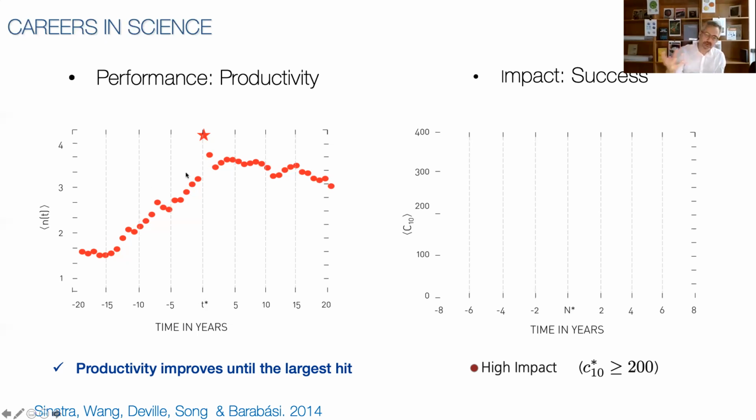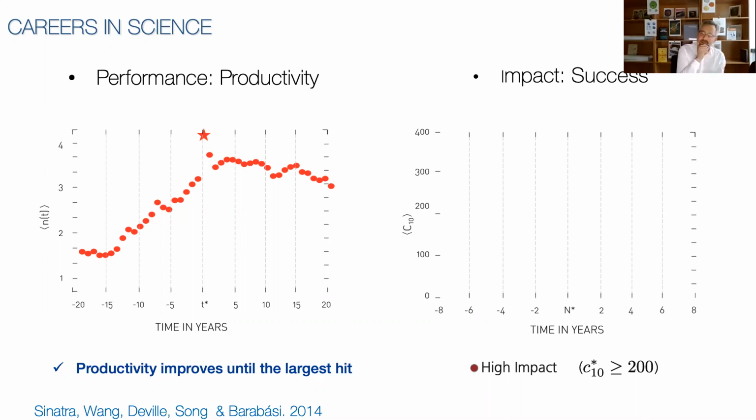And then once you learn how to play a piano, for example, you will know how to play the piano the rest of the year, and only with years will it slowly degrade if you don't practice, but fundamentally it will be there with you. And that's what we see. So there is actually a signal as you are coming, and the productivity does improve until the largest hit.